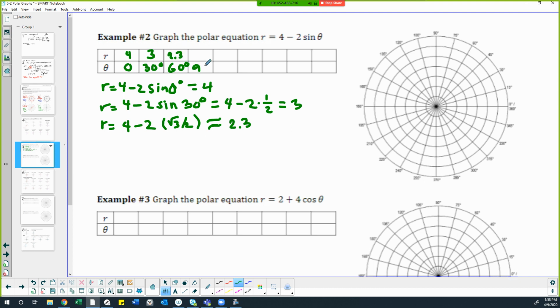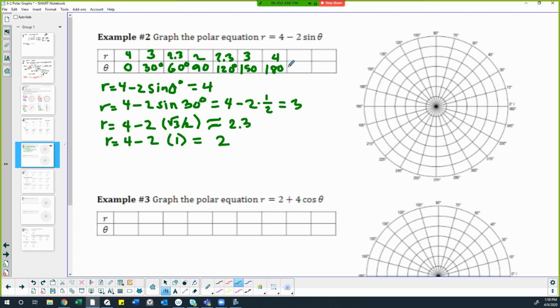All right, let's go to 90. So r equals 4 minus 2 times the sine of 90, which is 1. So 4 minus 2 is 2. And then 120. The cool thing about 120 is that that gives us the same answer as 60, doesn't it? So we don't need to recalculate that one. And then 180. Oh, I went to 150, right? So 150 would take us back to 3, the same as 30, because all students take calculus. Sine is positive in the second quadrant. And then 180 takes us back to 4.